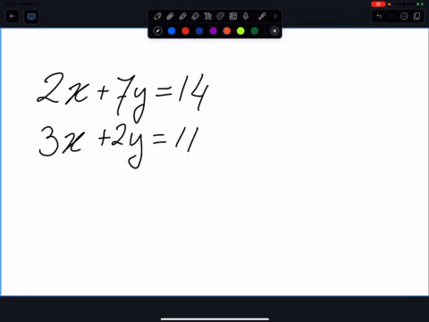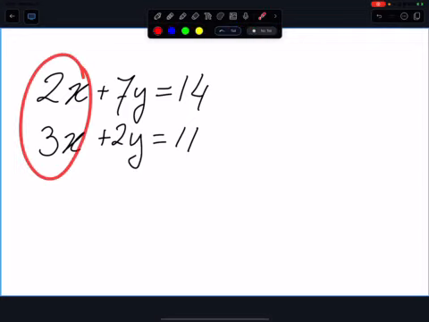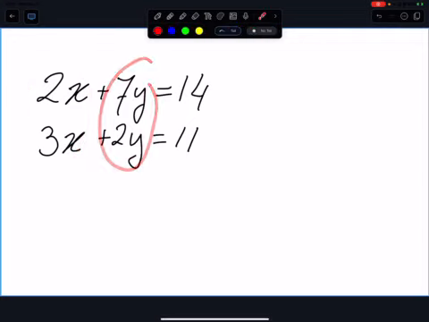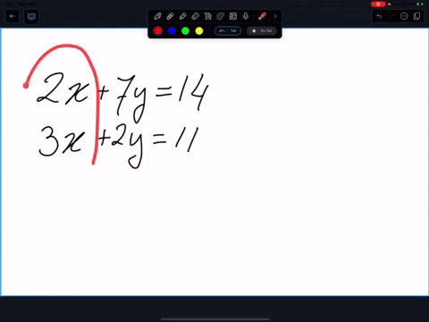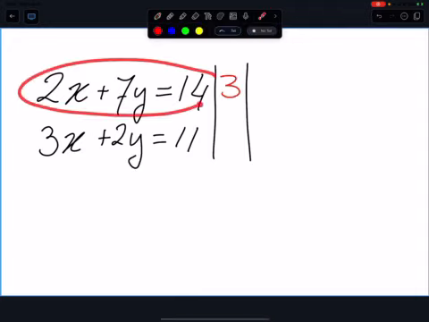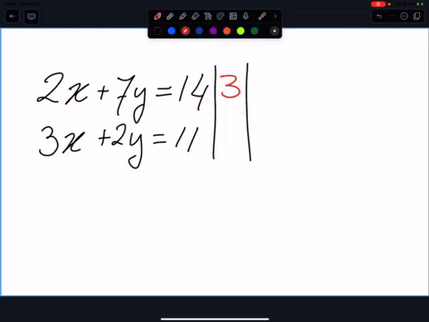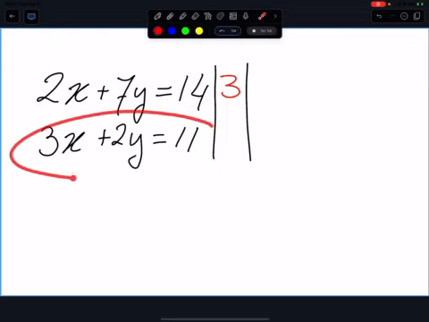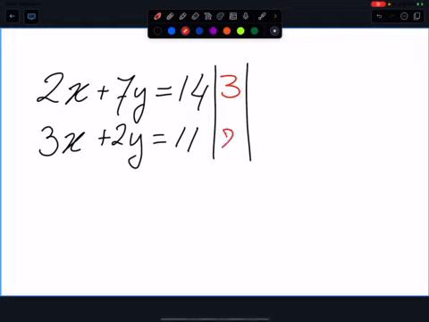I'm starting with x. It doesn't matter if you do y, you get to the same answer. So I'm looking for x. I need to multiply 2 with a number and 3 with another number, so that when I subtract them from each other, the answer is 0. I multiply this entire equation with 3. I multiply this entire equation with 2.